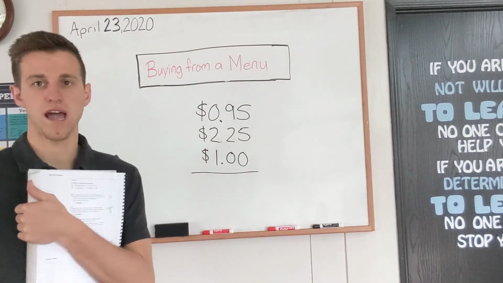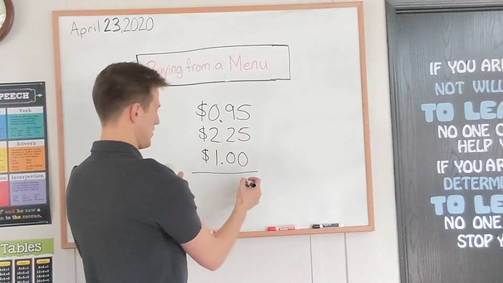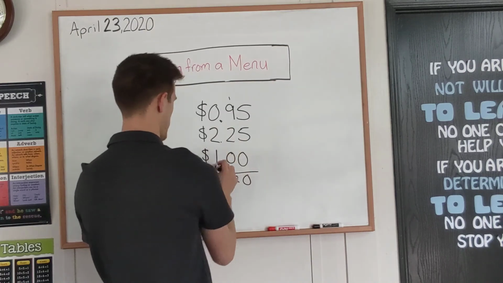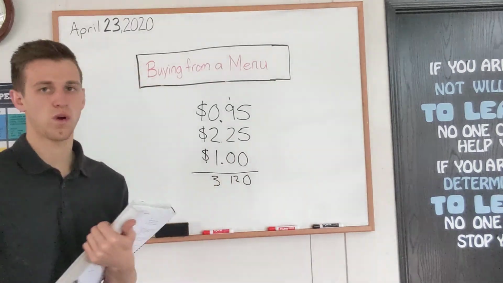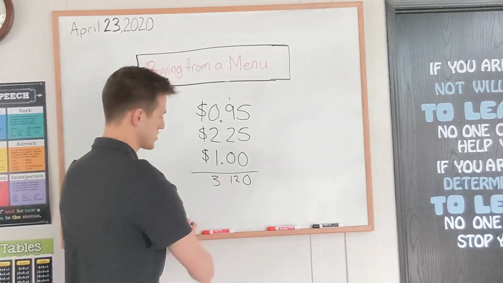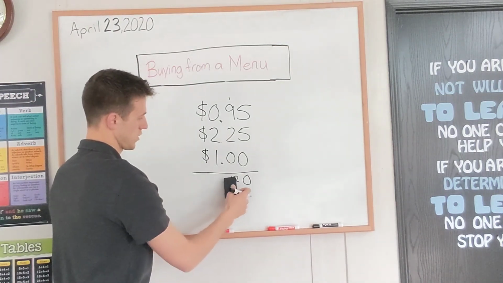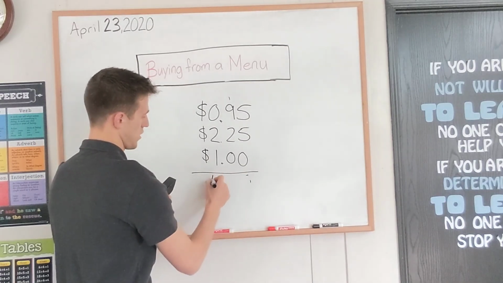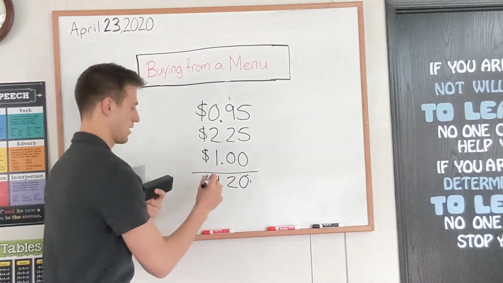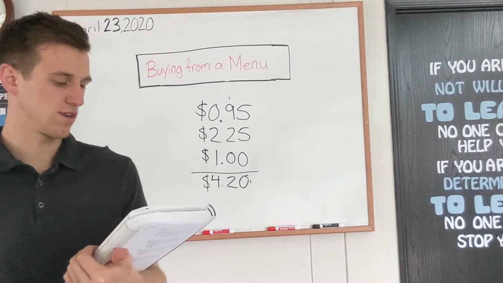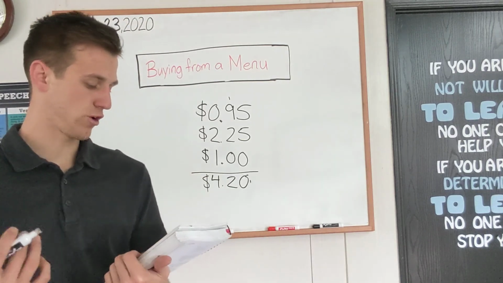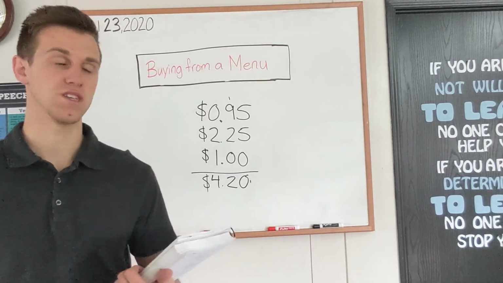Now, all we did was add those up. We had 10, 11, 12, then we had 3. So we can't have 120 cents, right? So we have to carry over a whole dollar, which would be 100 cents. So we're going to go $4.20, correct. All right, so that's our answer for question A, find the cost of the meal without tax. We added those all together, and we had $4.20.